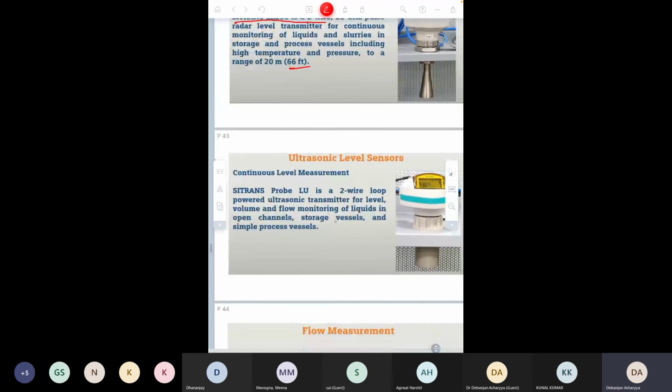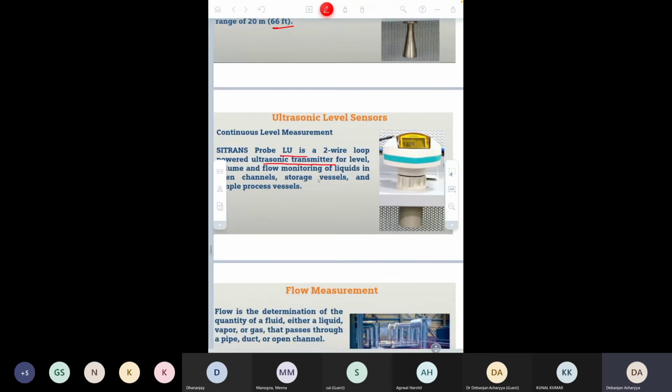Now coming to another continuous level measurement, done by the ultrasonic level sensor. An example of this kind is the Citrans Probe LU, which is also a 2-wire loop powered ultrasonic transmitter for level, volume, and flow monitoring of liquids in open channels, storage vessels, and simple process vessels.